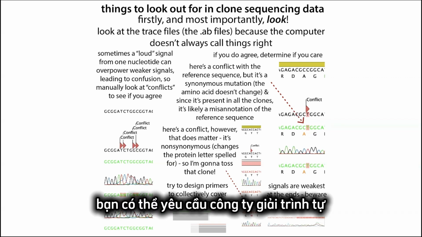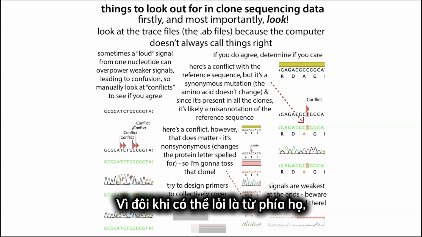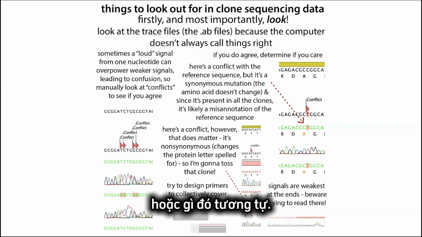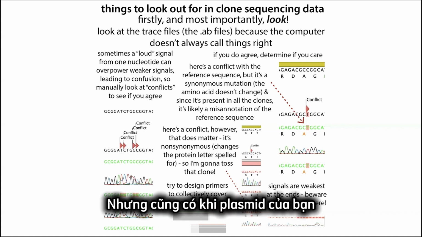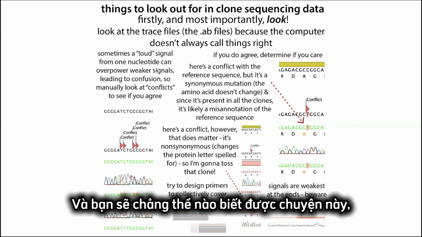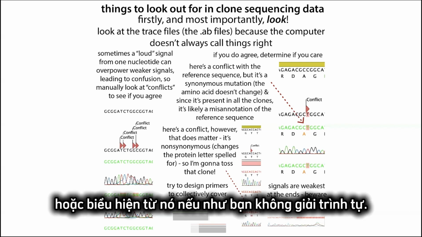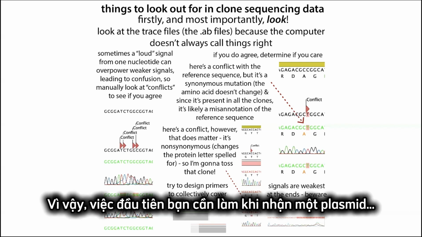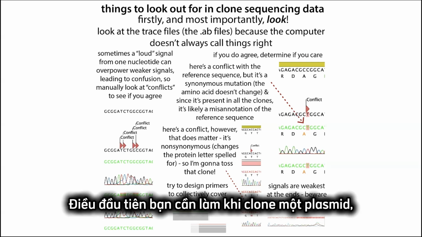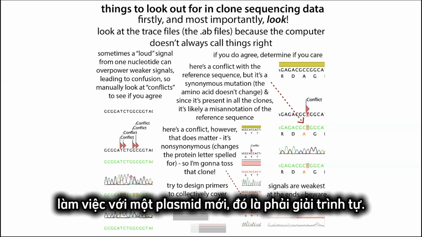Sometimes you can have the sequencing company run it again, because there might be an error on their end where they give you someone else's results. But sometimes it really is that your plasmid has something random in there and who knows where it came from. You wouldn't even know about that. You'd just be helplessly trying to clone out of it or express from it if you didn't sequence it. So the first thing you do the first time you do anything with a new plasmid is sequence it.